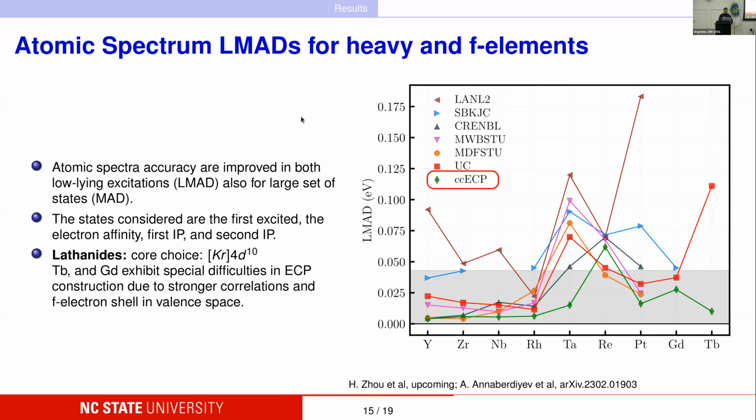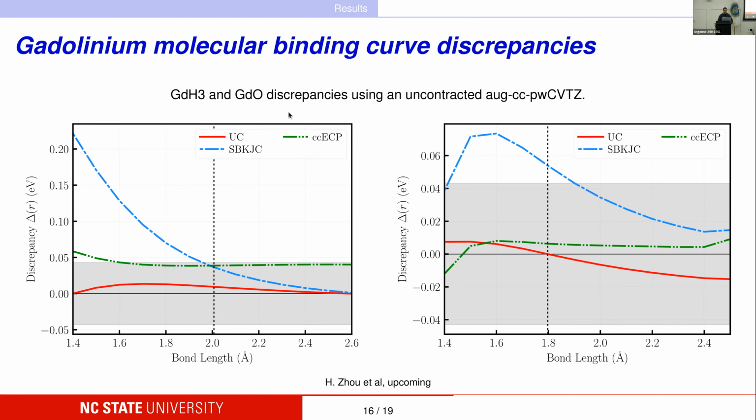This is taking a more close look at the molecular binding curve discrepancies for gadolinium's molecules that we tested. So we tested gadolinium trihydride and gadolinium oxide using an uncontracted TZ basis set that was fully saturated. And in red, we have the uncorrelated core. We only had one group to compare against in this case with the same core as us, which was the SBKJC ECP. And you can see that in blue. And then our CC ECP is in green, as it's been on most previous slides.